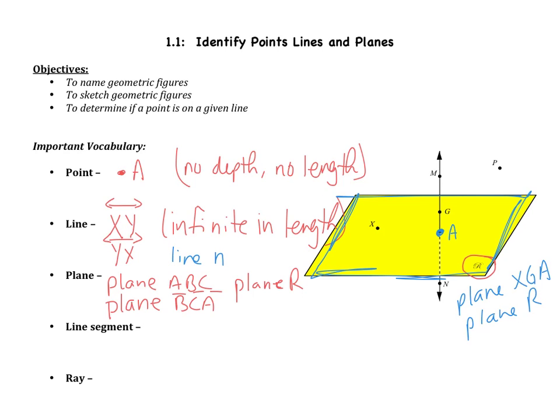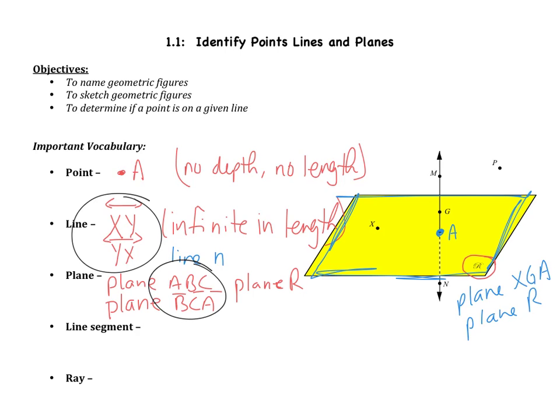The big thing that you have to understand is that lines use 2 letters, whenever we're talking about points, and planes always use 3 letters. And we're going to talk later about a postulate that through any 3 points there exists a plane.